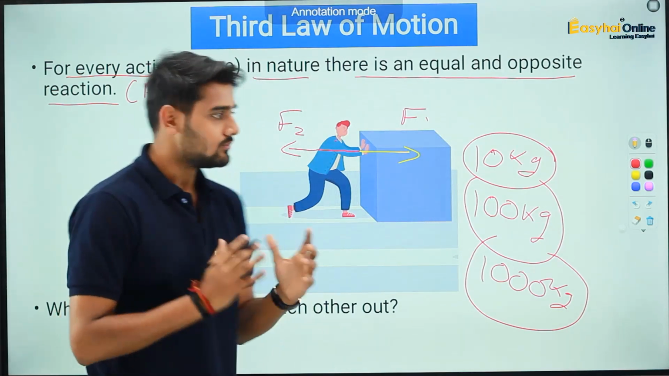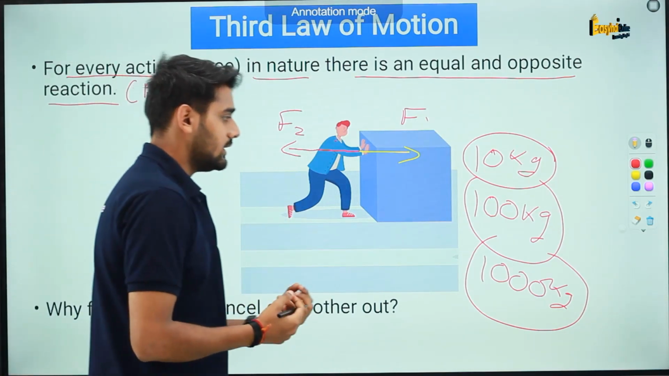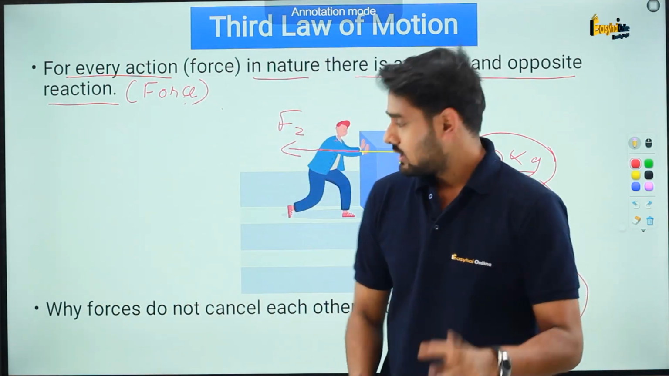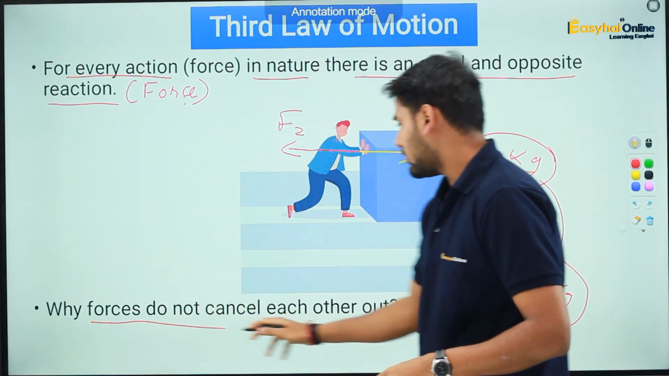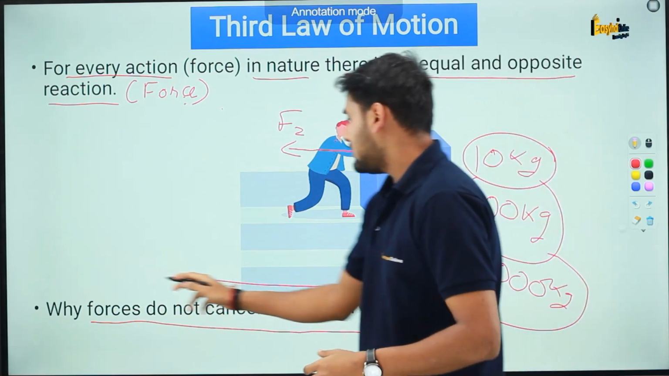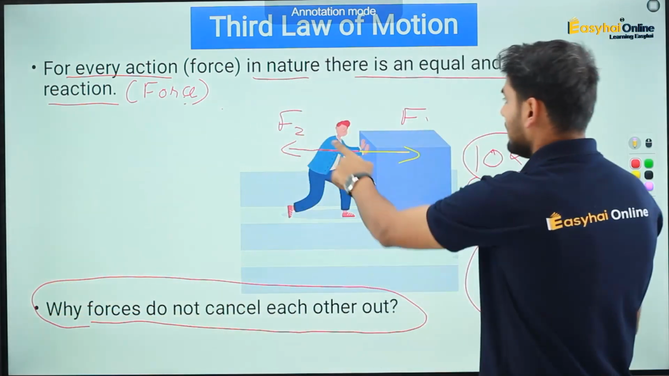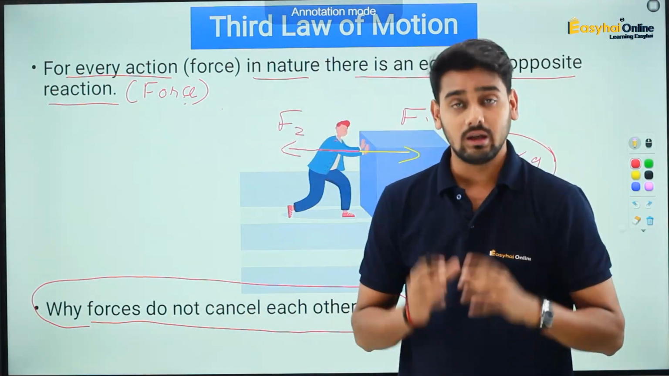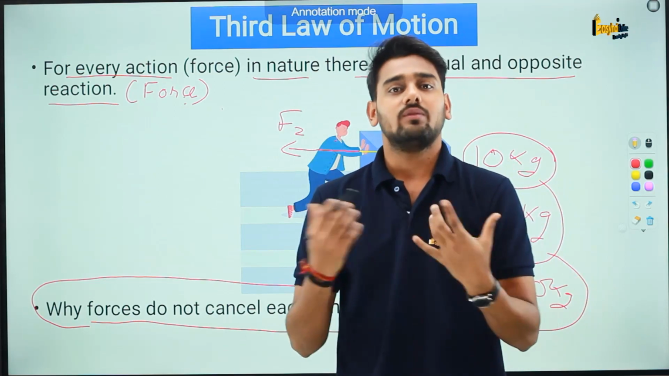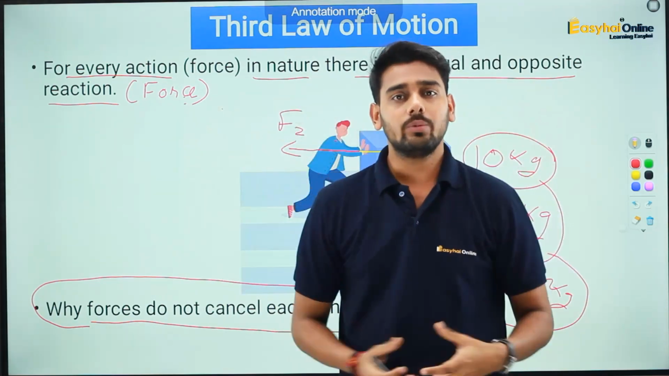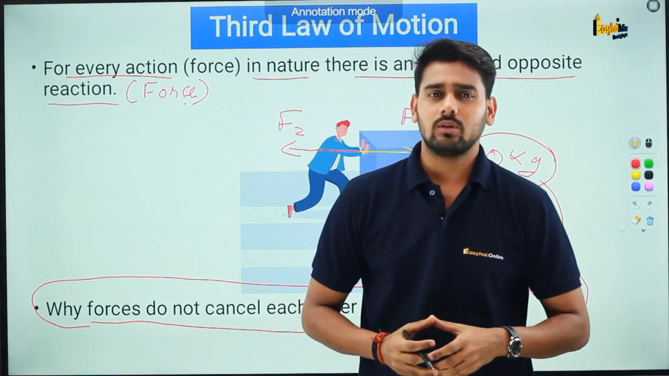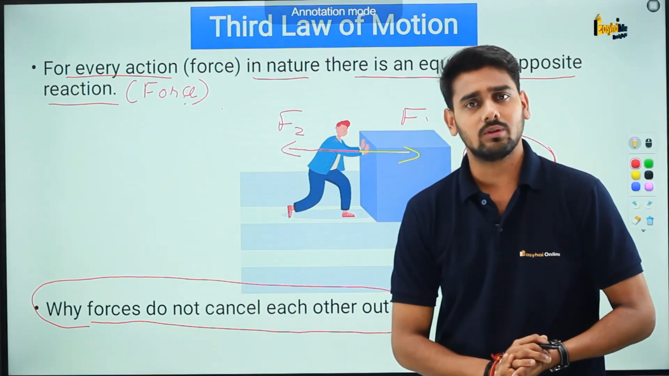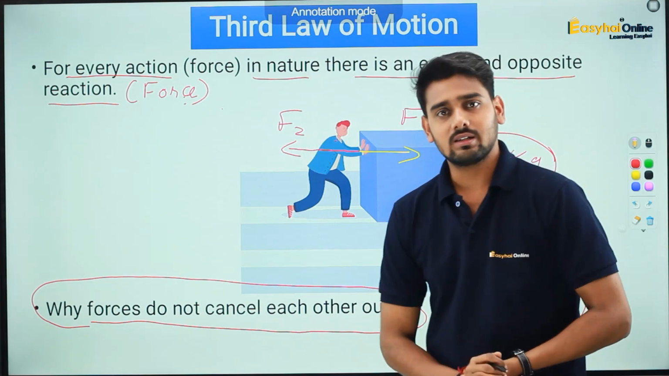Now, before we move ahead, let me ask you two very important questions. The first one is written right here: why do the forces not cancel each other out? For example, here there are these two forces, exactly equal to each other but opposite in direction. We have learned that whenever forces are equal but opposite, they cancel each other out. In this case, why are these two forces not cancelling each other out? We'll see the answer to that.